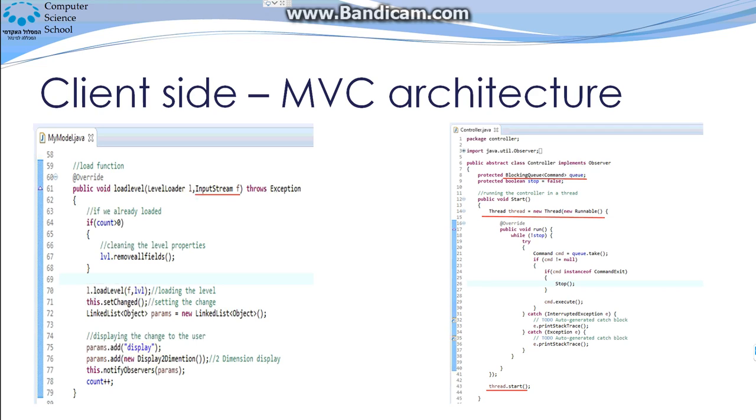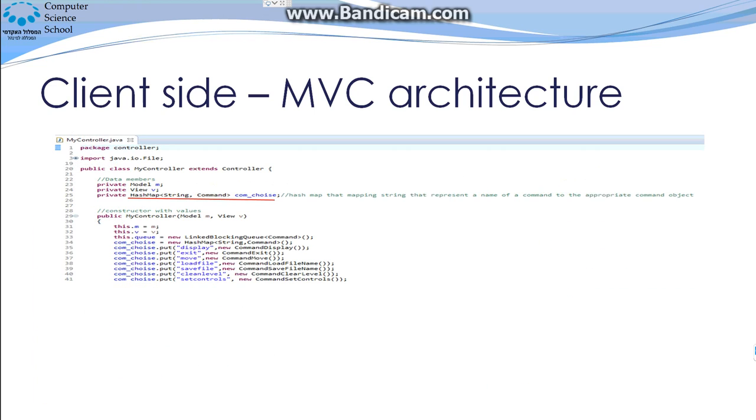Here we can see in the load level function that we used input stream and output stream. Here we can see that we have blocking queue containers that contain the commands that are running in the game. We run the commands in a thread. We can see that we use containers like hashmap.